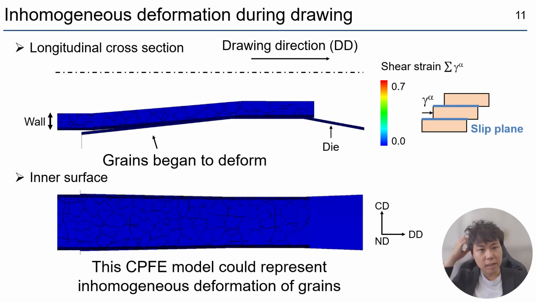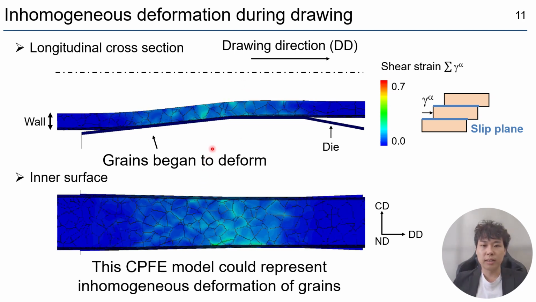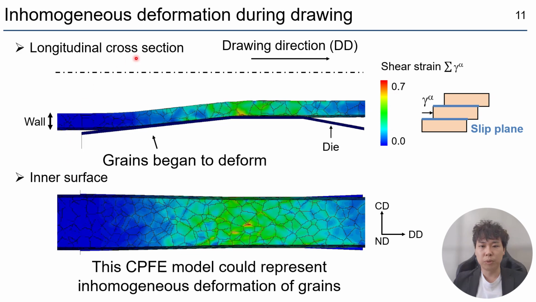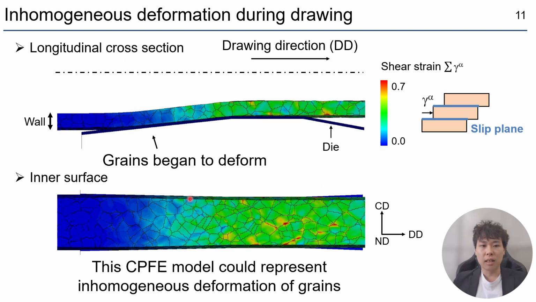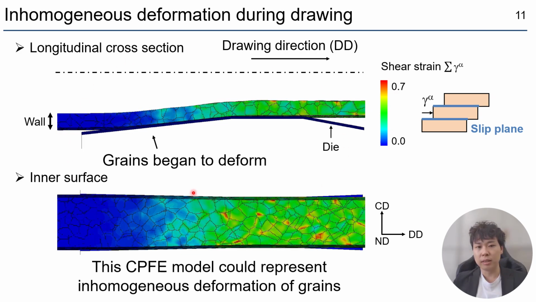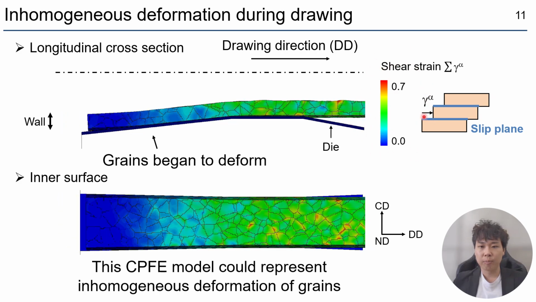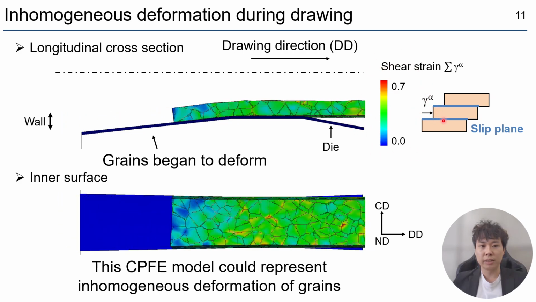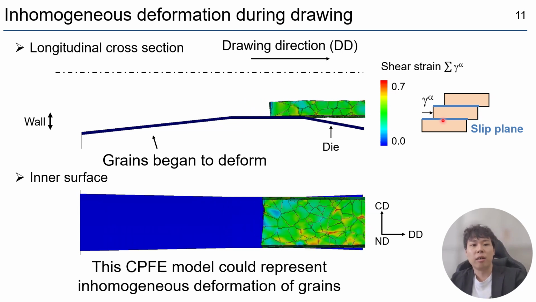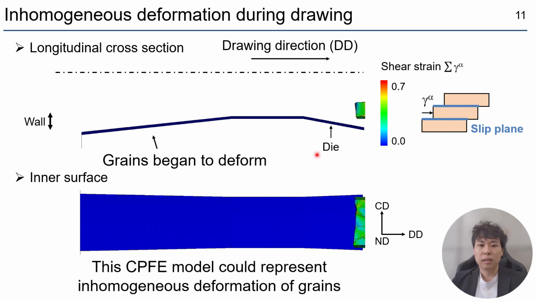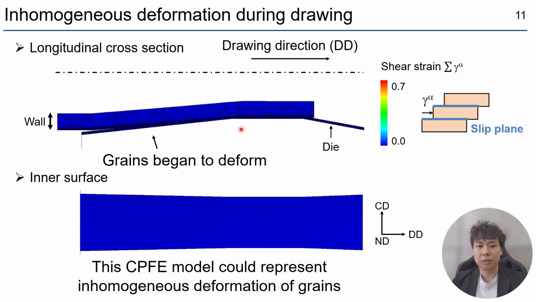Next, I'll present the simulation result. First, I checked whether this model can properly reproduce the inhomogeneous deformation of the grains. Here is the accumulated shear strain obtained by summing the shear strain on all slip systems. This is a longitudinal cross section. Here is the tube. Here is the tube wall.